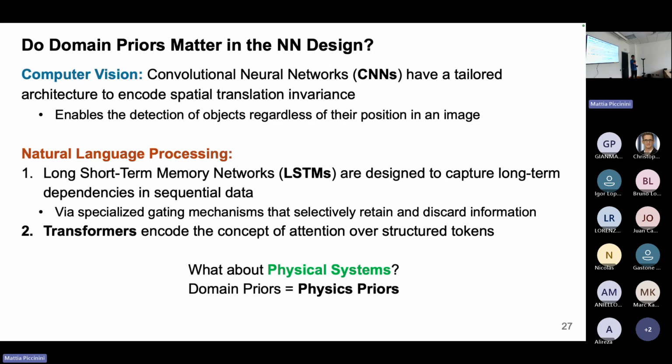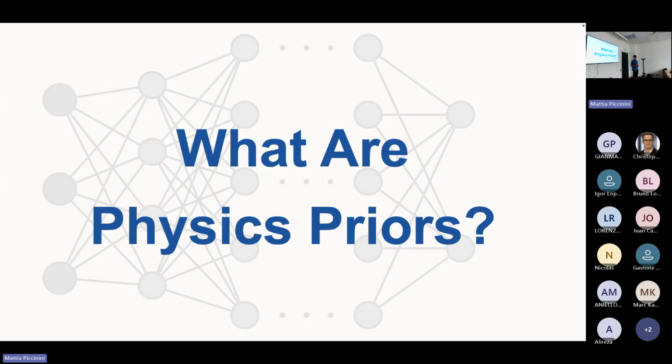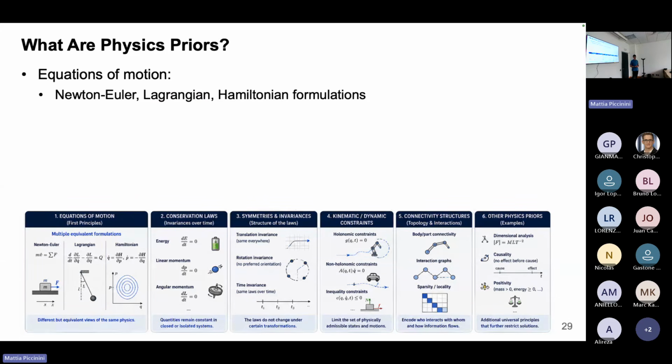And what about physical systems? In physical systems, domain priors are physics priors, right? My next question is, of course, what are domain priors? This depends on the field, but we can try to be a bit more general and say what physics priors can be. I think most of you are familiar with the equations of motion. If we have a physical system that moves, we can describe the equations of motion by Newton-Euler, Lagrange, Hamiltonian, whatever approaches. These are a form of physics priors.